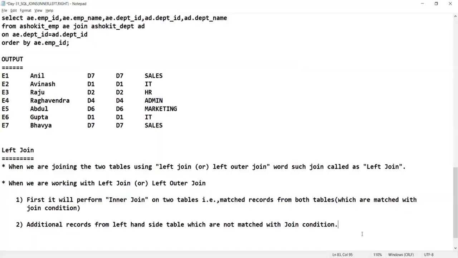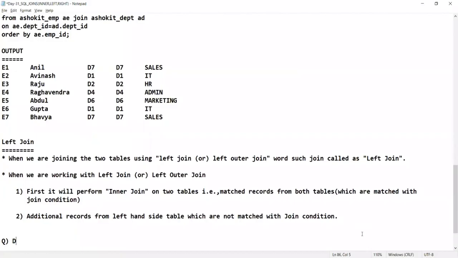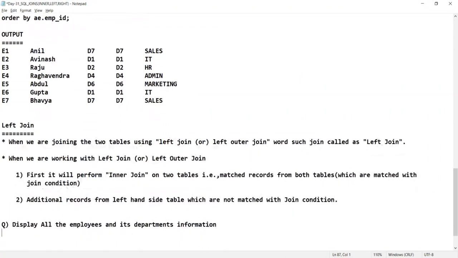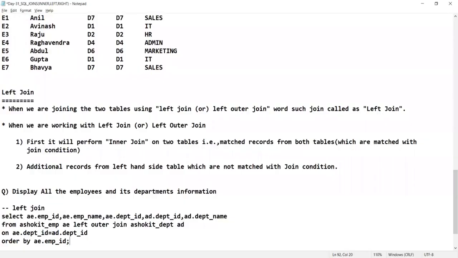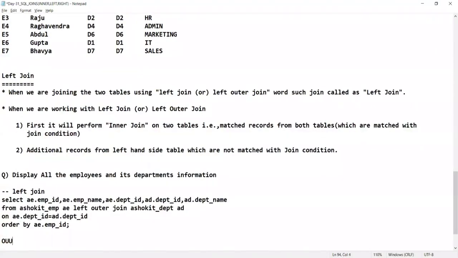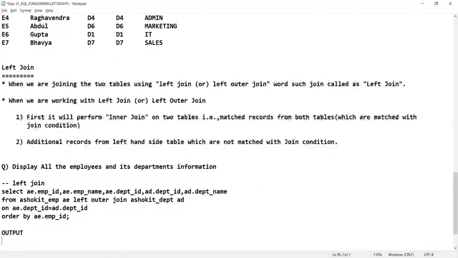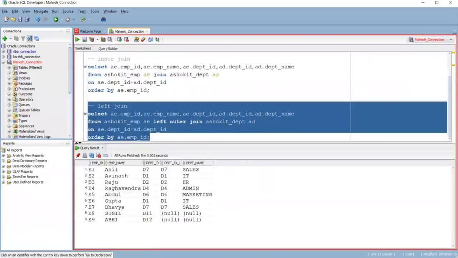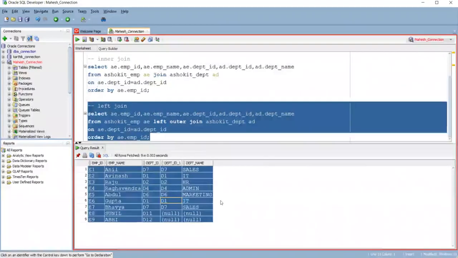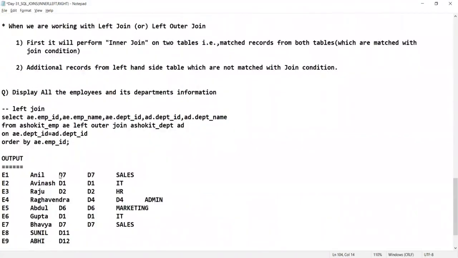Okay. So this is nothing but the left join query: display all the employees and their department information. That's all. Yes, see, sir, this is the query for that. The output is this one, sir. Fine. So, one minute.